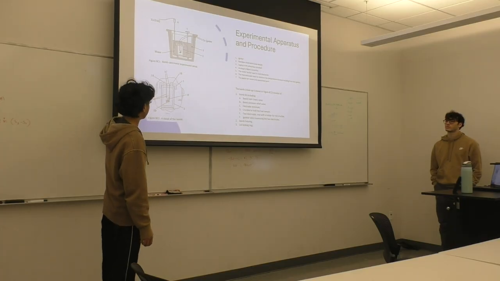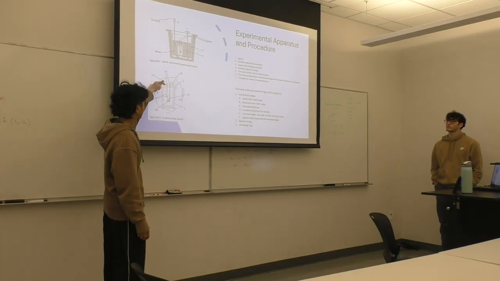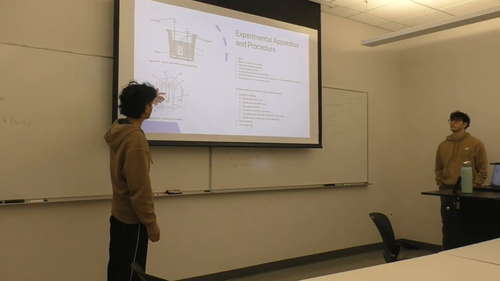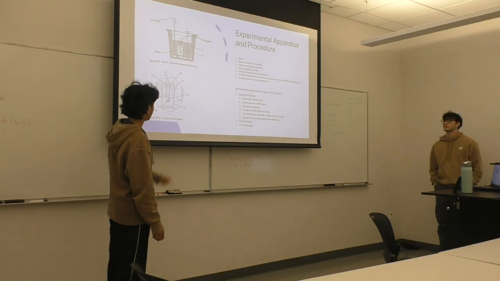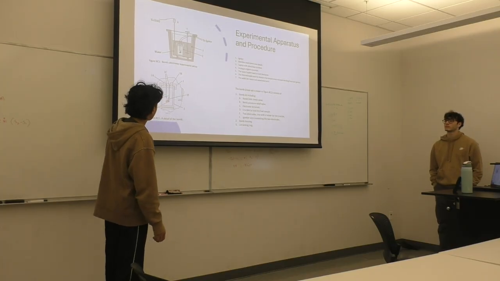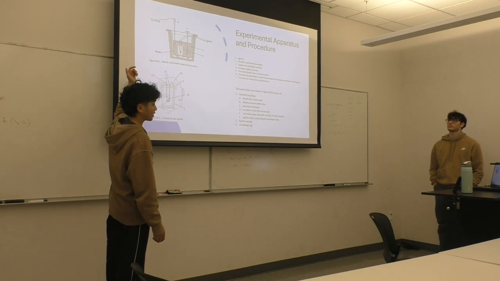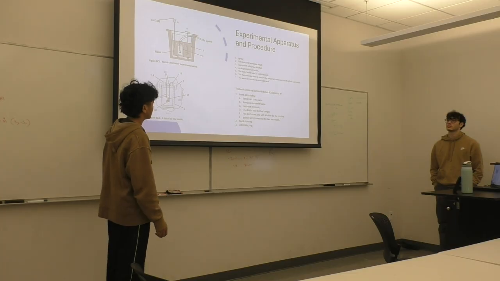And you can see right here we have the detail of the bomb. Basically, the electrodes are connected to the wire, which is used to combust our fuel, which is held in the crucible right here. And we have to make sure that wire does not touch the crucible. And we also have our relief valves and our check valves, which are used to bring in oxygen for the combustion to be complete.